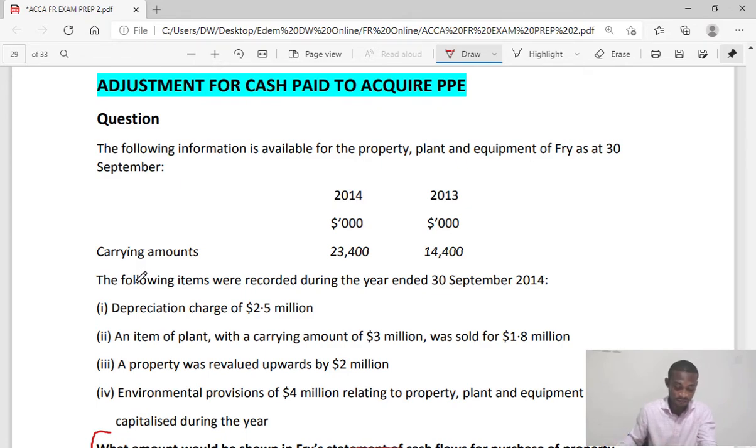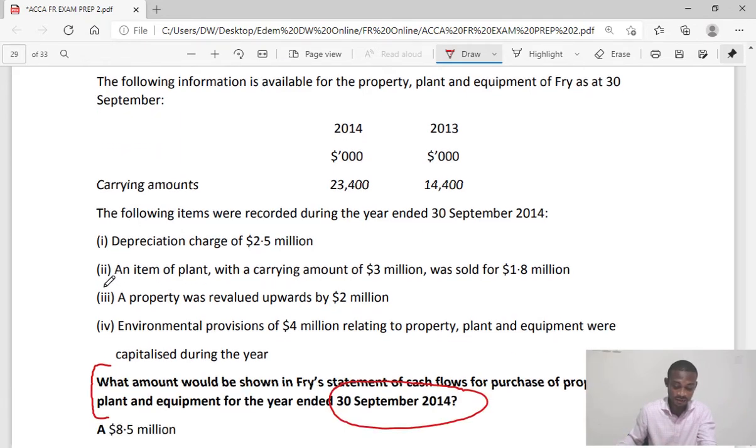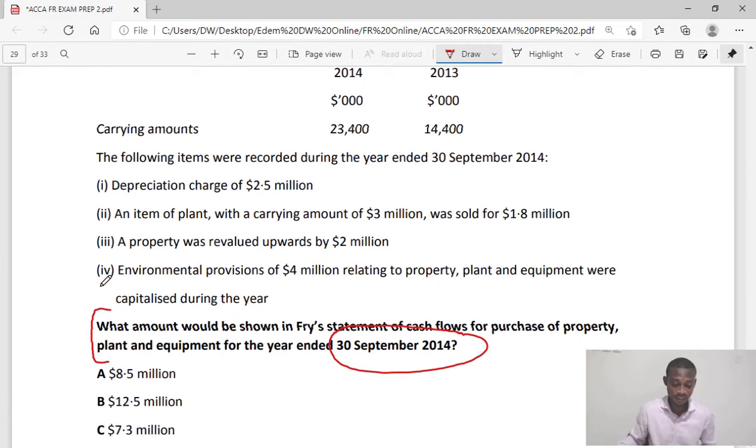And we have the following items that were recorded during the year ended. So we have a depreciation charge of 2.5. An item of plant with a carrying amount of 3 was sold for 1.8. The property was revalued upwards by 2. Environmental provisions of 4 million related to property, plant and equipment were capitalized in the year.